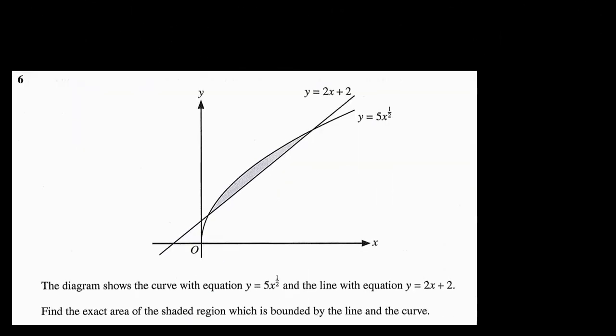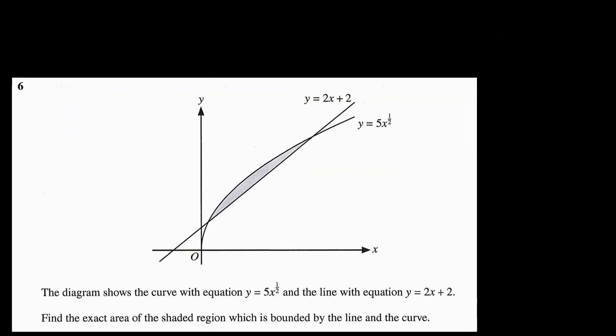Alright, here we have a drawing. The diagram shows the curve of this equation and a line of this equation, and they are crossing each other. Find the exact area of the shaded region which is bound by the line and the curve.